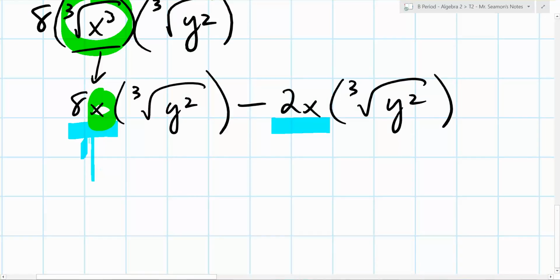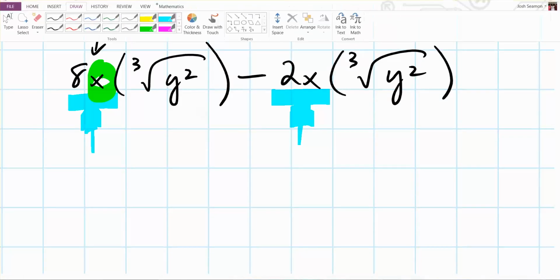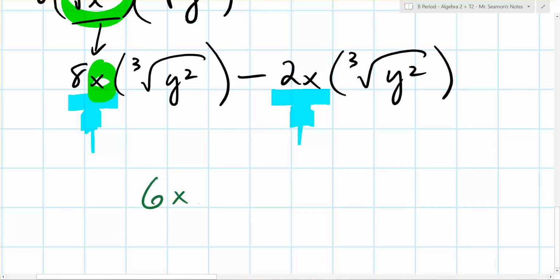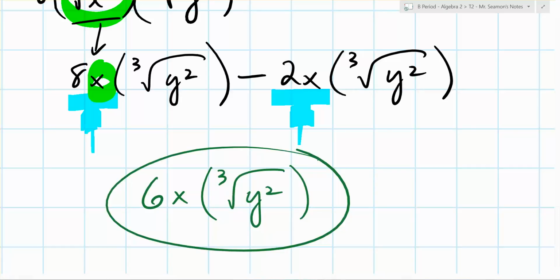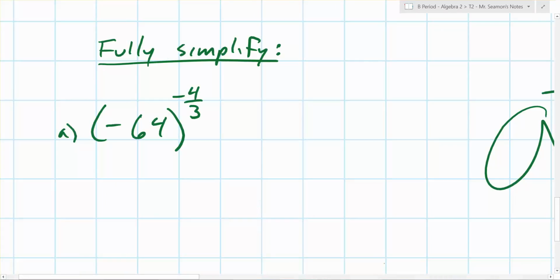So we have 8x of them and we have 2x of them. So how many of them do we have? 6x of them. So we have 6x times what? Done. There it is.